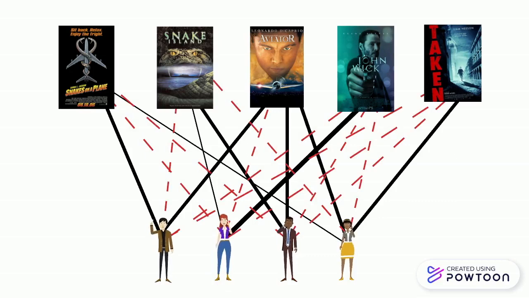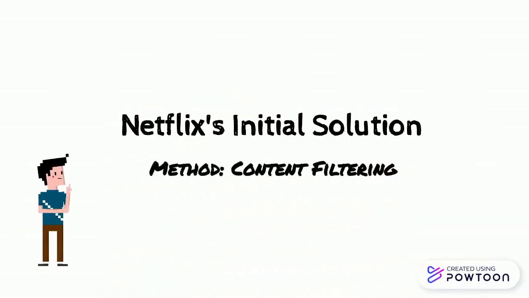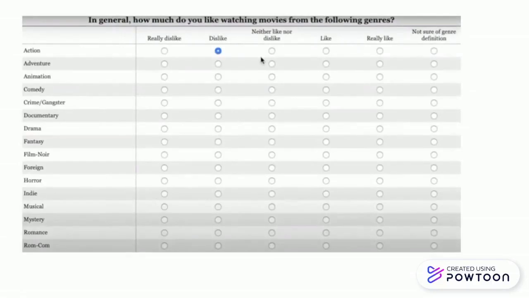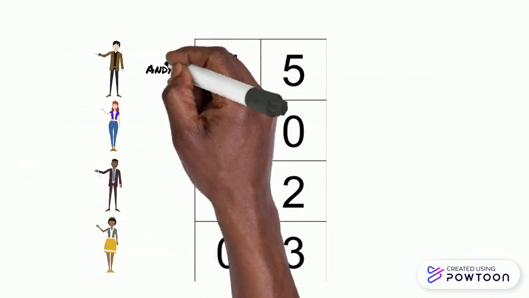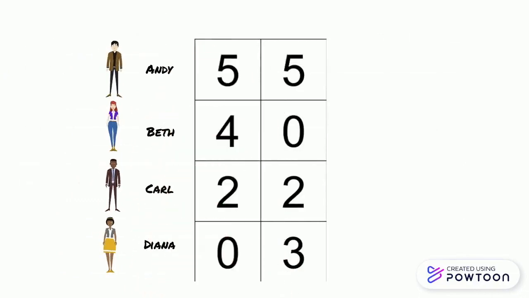In this presentation, we'll be discussing 2 different methods that Netflix has implemented to solve the problem: content filtering and collaborative filtering. And now, I will give an introduction to Netflix's initial solution, content filtering. To implement content filtering, Netflix used to ask the user to fill out a questionnaire displayed here. With the result of the questionnaire, the system creates a user's matrix based on the set of predetermined features, such as action and horror, from a scale of 0 to 5.